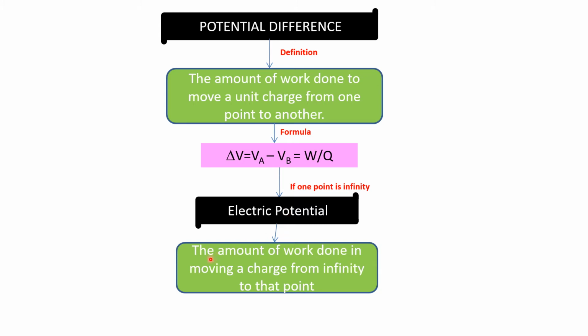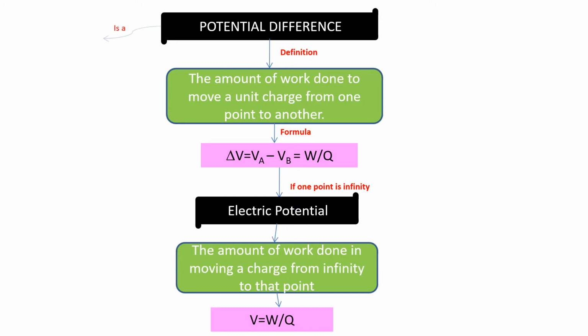So electric potential is defined as the amount of work done to move a charge from infinity to that point, and potential difference is the amount of work done to move a unit charge from one point to another. Okay, how about the formula in this case? So here the formula would be V is equals to W by Q. यहाँ पे VA minus VB is equals to W by Q था, because we are talking about 2 points. इधर एक पॉइंट infinity हो गया तो generally the potential at infinity is 0. So V is equals to W by Q हो जाएगा. It is taken by convention 0.